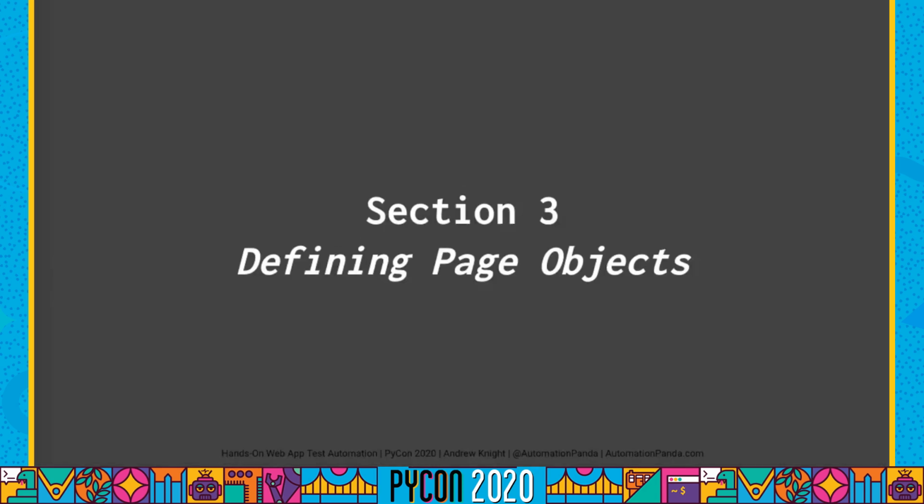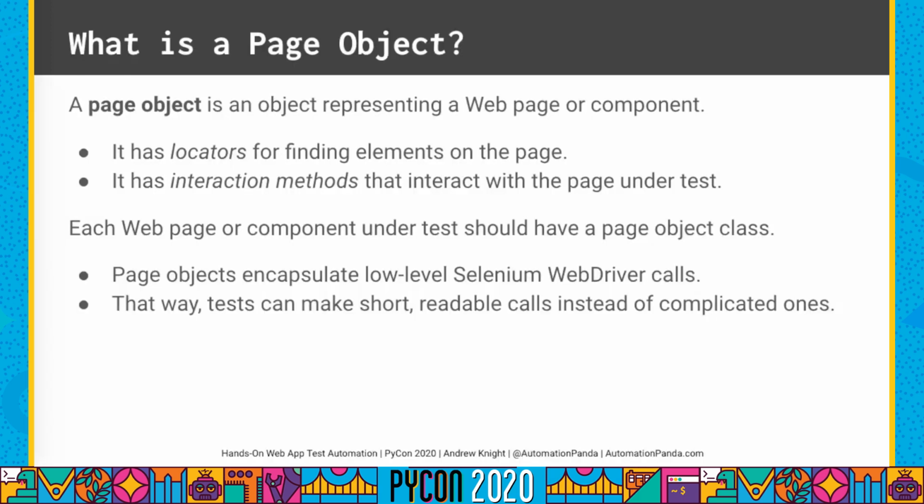Let's move on to section 3, defining page objects. A page object is an object representing a web page or a component. There are two main parts to a page object. It has locators for finding elements on a page, and it has interaction methods that interact with the page under test. Each web page or component under test should have a page object class. Page objects encapsulate low-level Selenium WebDriver calls. So that way, tests can make short, readable calls instead of complicated ones. It helps to maximize code reuse.